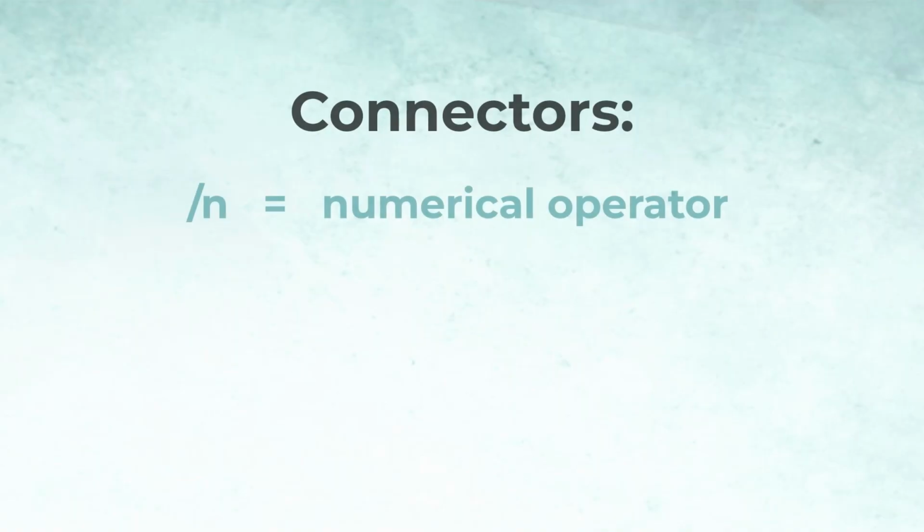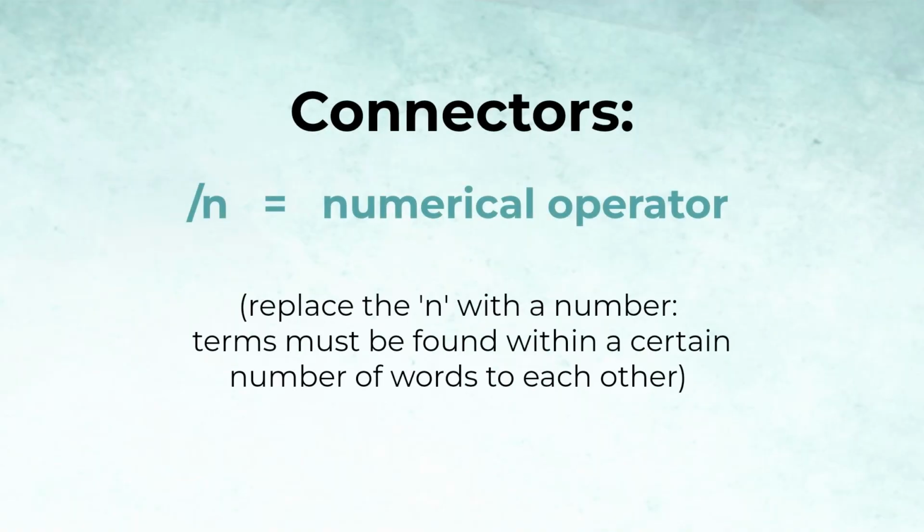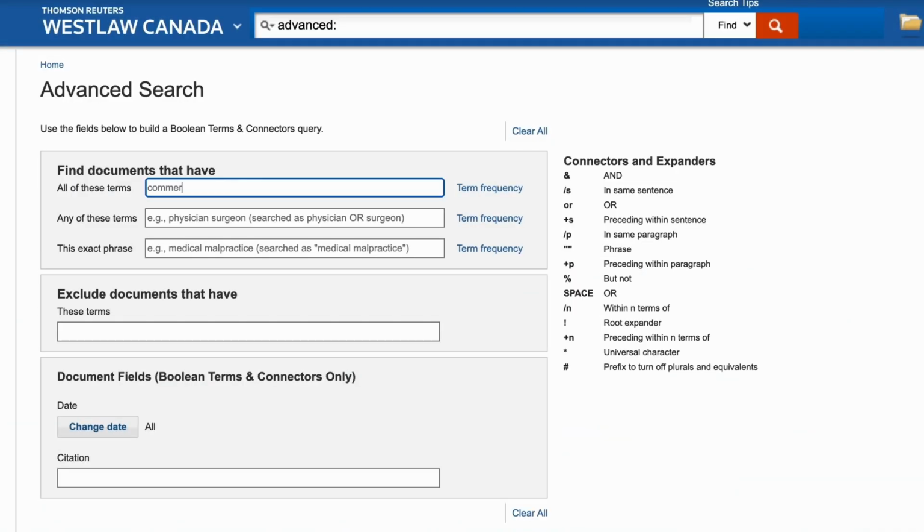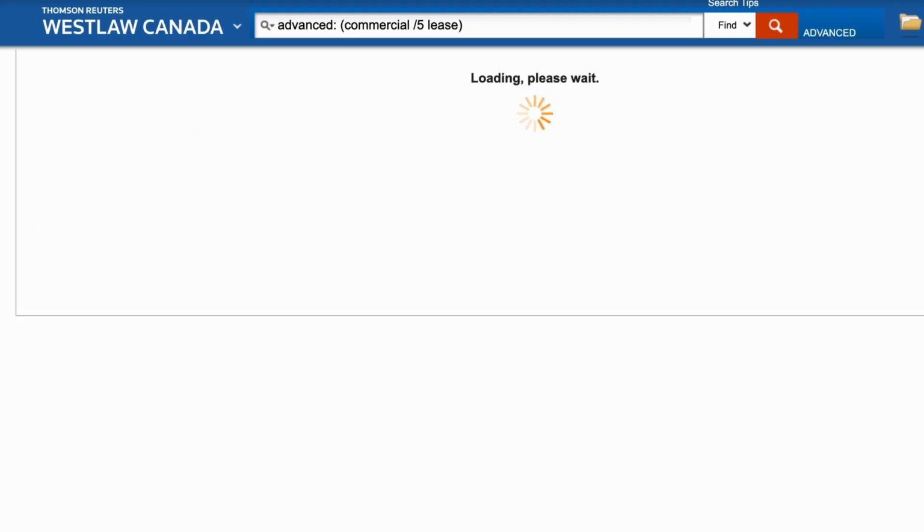The letter N indicates a numerical operator. The idea here is to replace the N with a number, which tells the database your search terms must be found near each other within a certain number of words. In this example, commercial/5 lease, we expect our search terms to be found within 5 words of each other in the results.